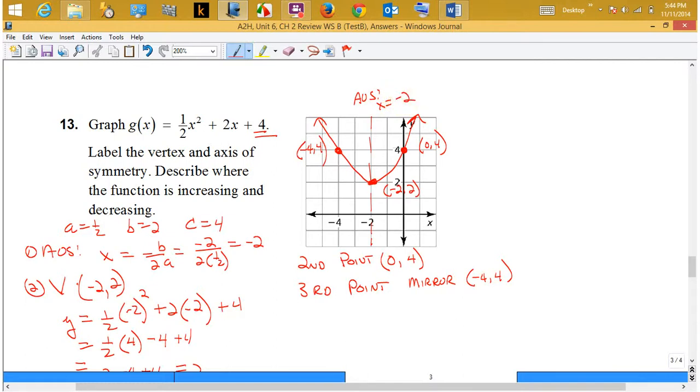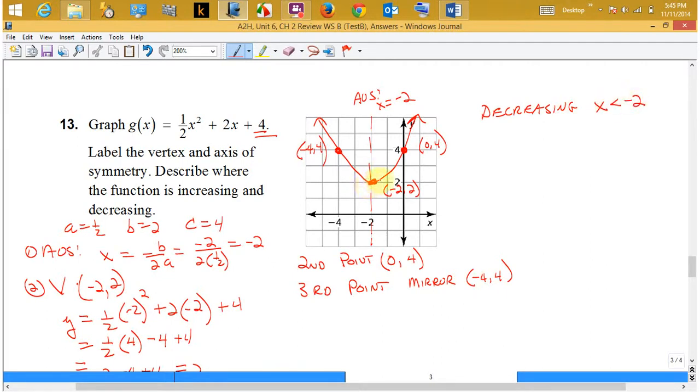Then the last thing we have to do is say where it is increasing and where it is decreasing. We can see that this parabola is going downward on the left side of the axis of symmetry. So for the values of x that are less than negative 2, that's the left side, we can say that it's decreasing. So it's decreasing where x is less than negative 2.